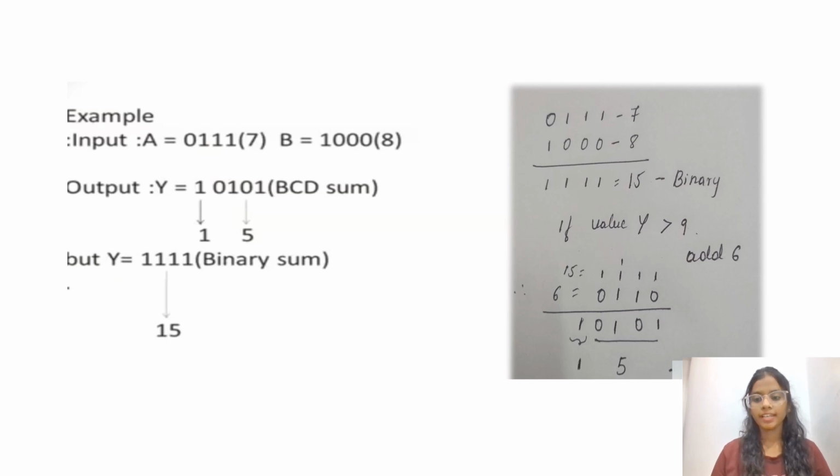We are adding A and B, where A is equal to 7 and B is equal to 8. In binary, 7 is equal to 0111 and 8 is equal to 1000. The sum of A and B, that is 7 and 8, is 15 in binary, that is 1111. If the value of the sum is greater than 9, then we should add 6 to it. As a result, we'll get 10101.